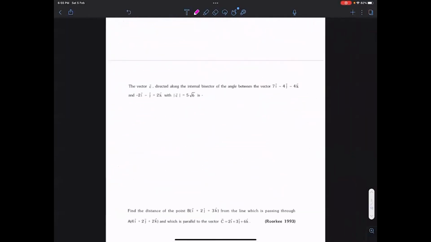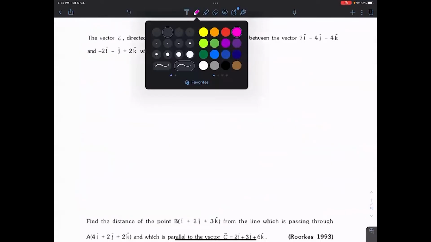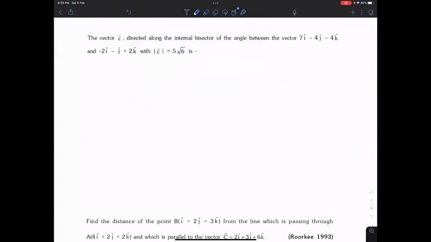Now coming to the next one. Next concept: internal angular bisector and external angular bisector. So quickly I want to give a thing.